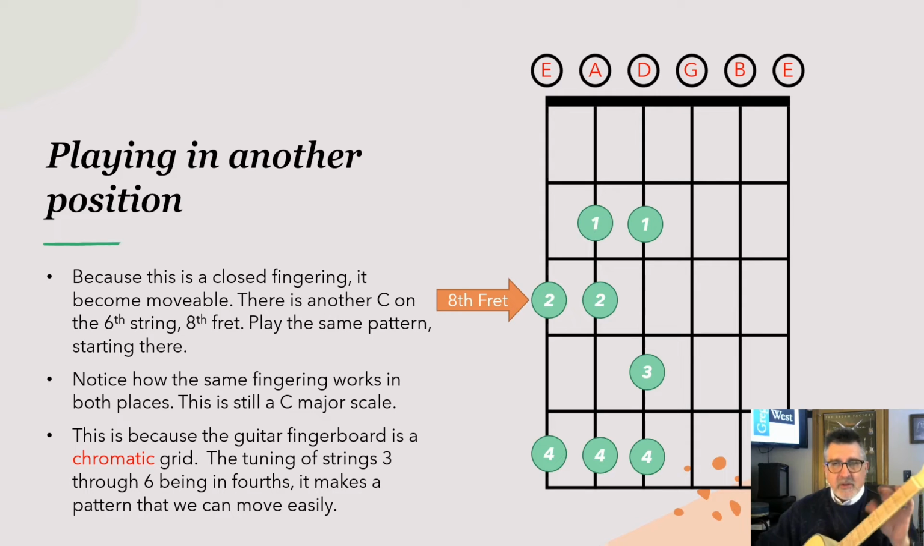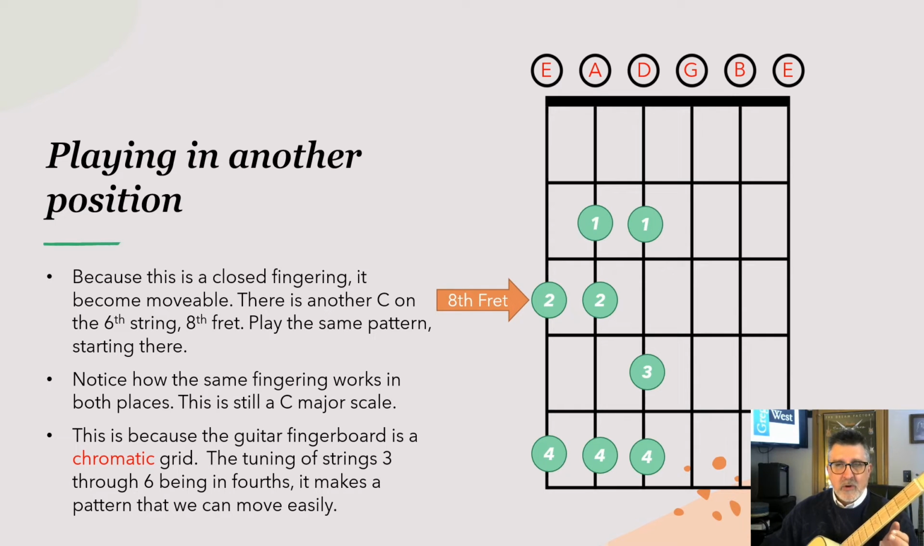Notice how the same fingering works in both places. Some guitarists call these grips, these particular shapes that just lay underneath your fingers, and it saves you from having to think about it every time you play. It's actually pretty handy. If you play a piano, if you play a horn, you have to learn completely different fingerings for a major scale or a minor scale or whatever kind of scale you learn for each key.